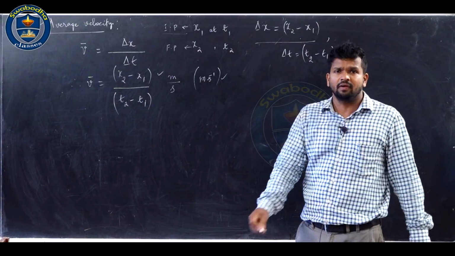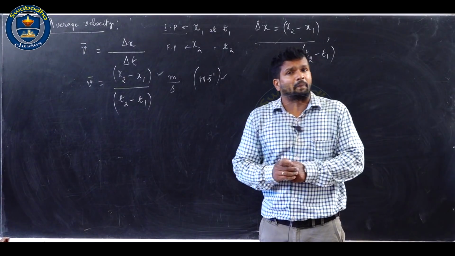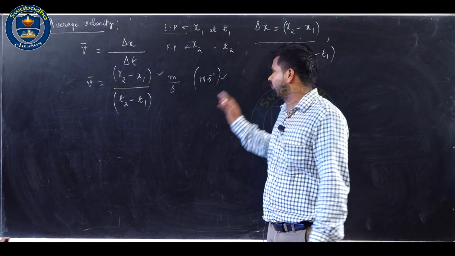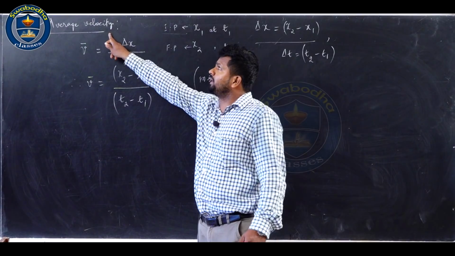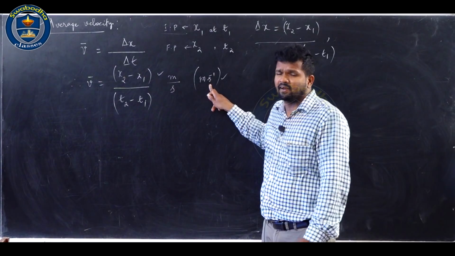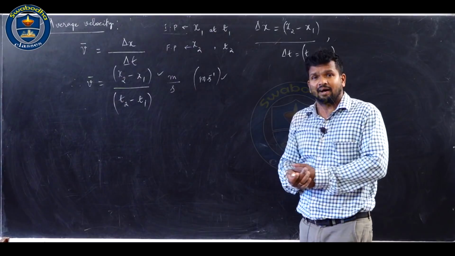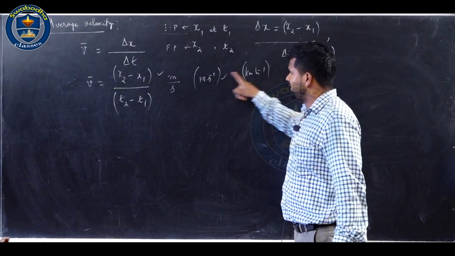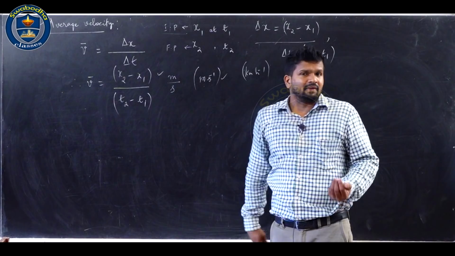This is the SI unit of average velocity, meter per second, even though kilometer per hour is used in our everyday calculation. Most of the cases we often use kilometer per hour as the unit of average velocity, but that is not the SI unit. SI unit is meter per second. Conventionally, as a larger unit, we practically go for kilometer per hour. SI unit is meter per second. Fine.